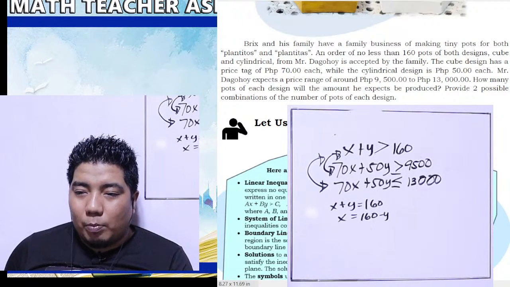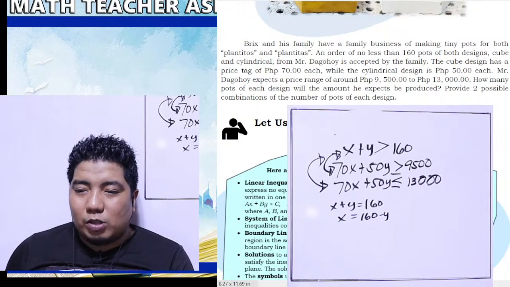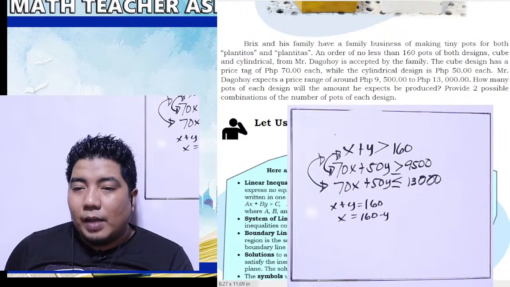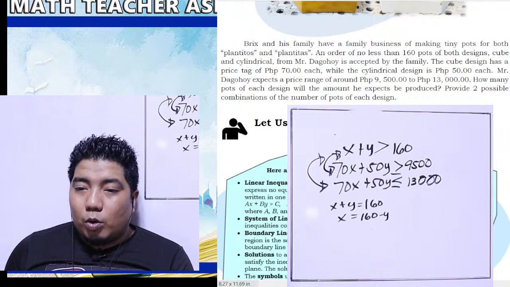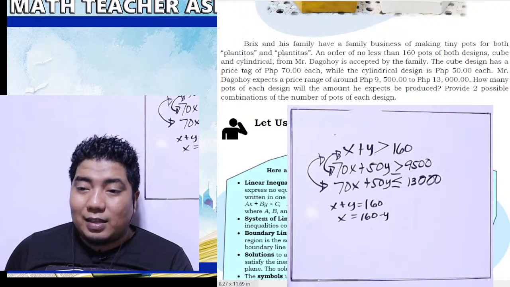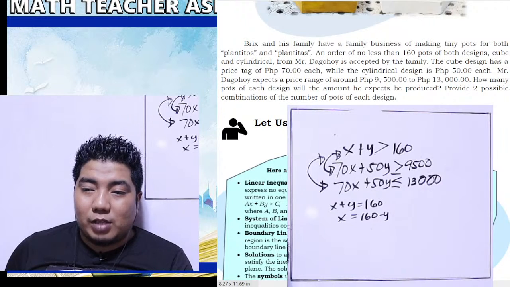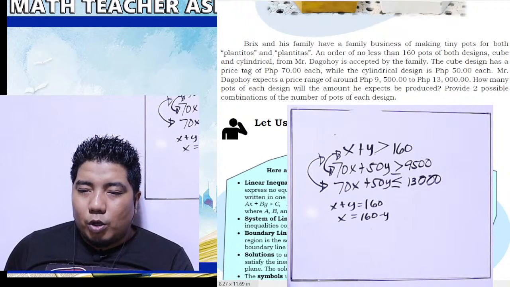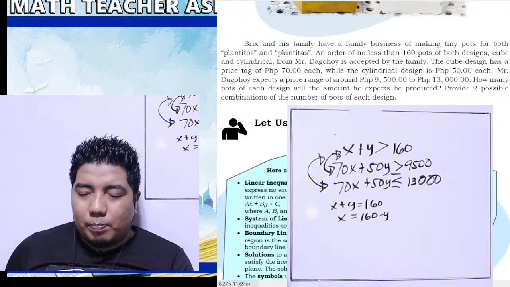Now, bakit ako merong dalawang value dito na 9,500 and the 13,000 pesos? Because another statement here says that Mr. Dagohoy expects a price range around 9,500 and 13,000 pesos. So, you have a 9,500 and a 13,000 pesos.